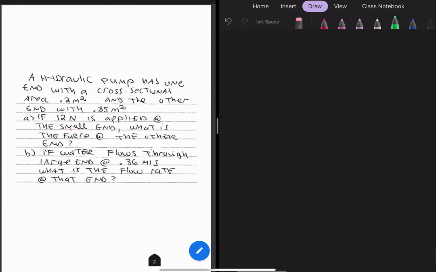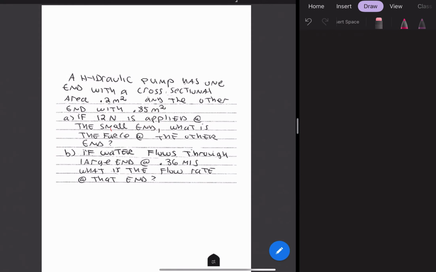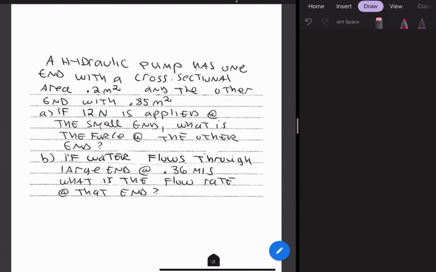Alright, so now try this one. This says a hydraulic pump has one end with a cross-sectional area of 0.2 square meters and the other end with a cross-sectional area of 0.85 square meters. If 12 newtons is applied on the small end, what is the force on the large end? And part B, if water flows through the large end at 0.36 meters per second, what is the flow rate through that end? Okay, so go ahead and pause, try to solve this one, and when you're ready, unpause.